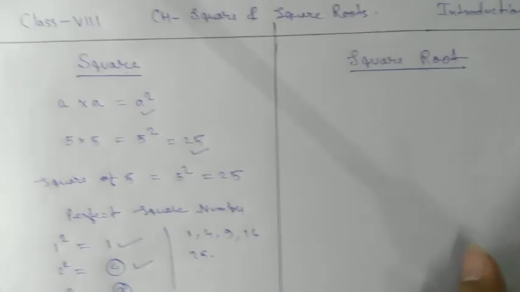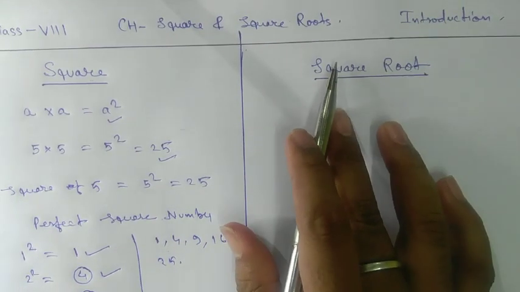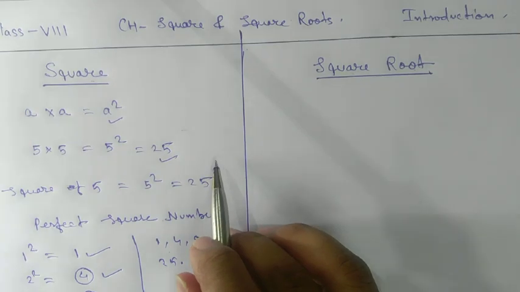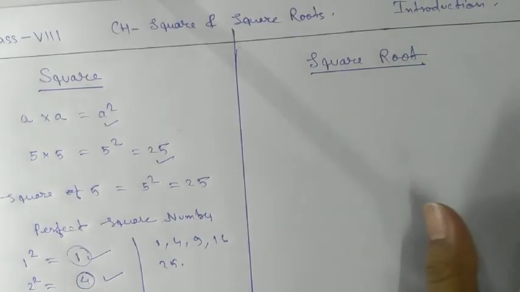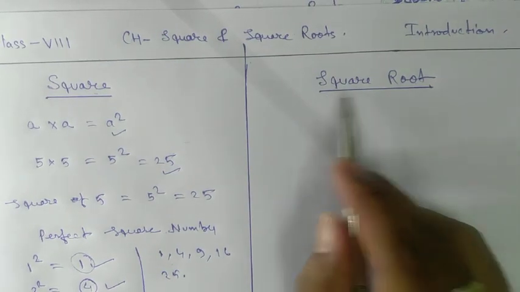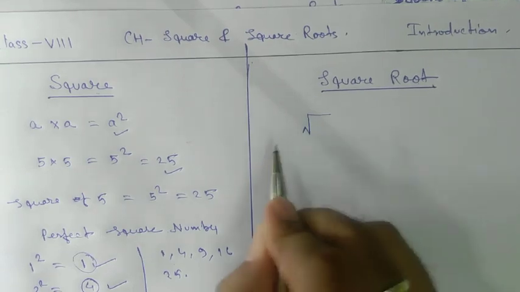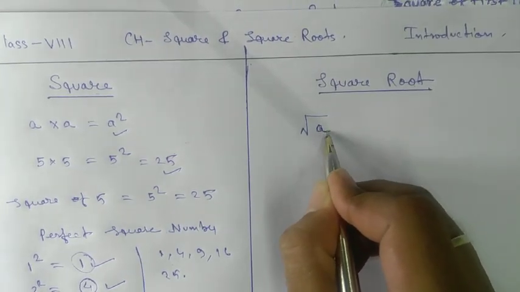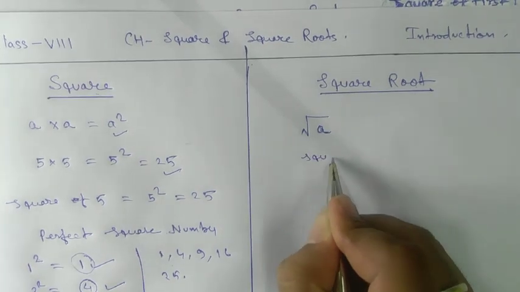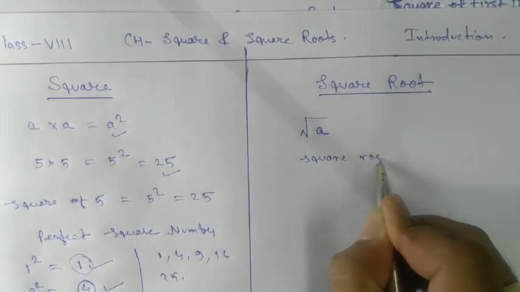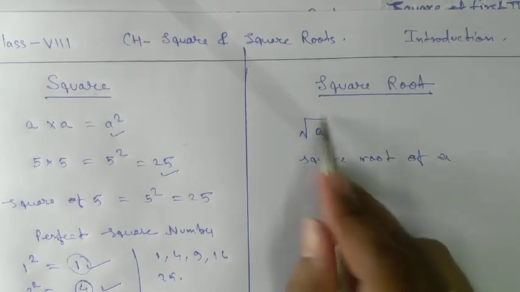Now let's try to understand the square root. This is totally the inverse of the square. That means if we take the perfect square, let's try to understand the meaning of the square root symbol. Here the symbol is generally used like this. Okay, this is the square root of a. How are you going to read it? Square root of a.